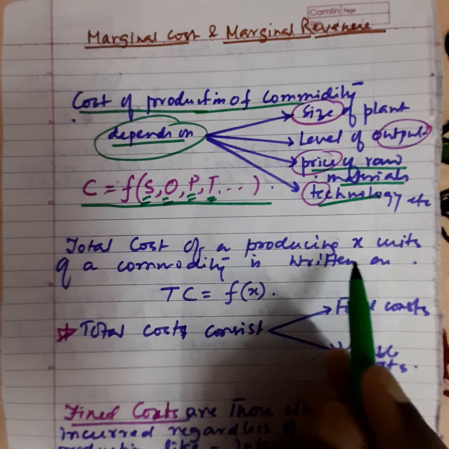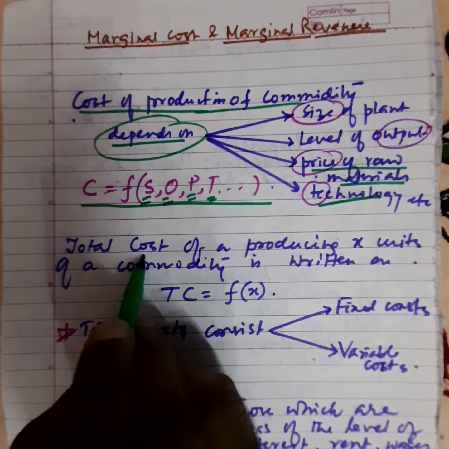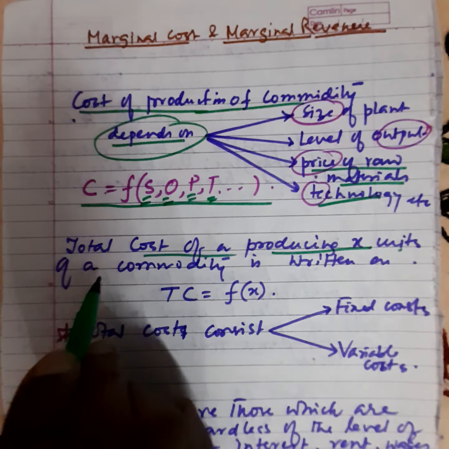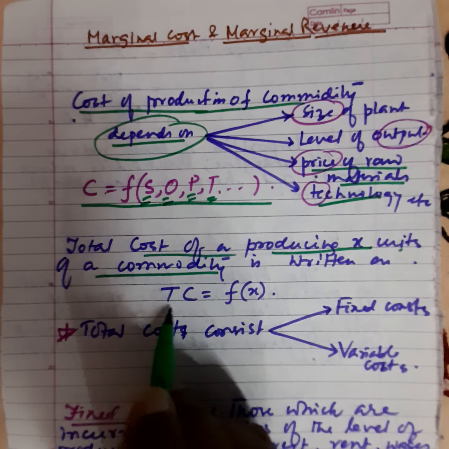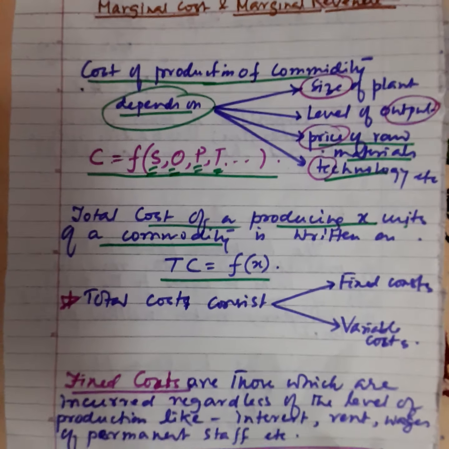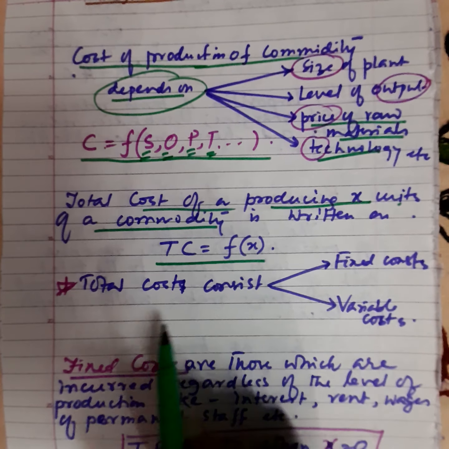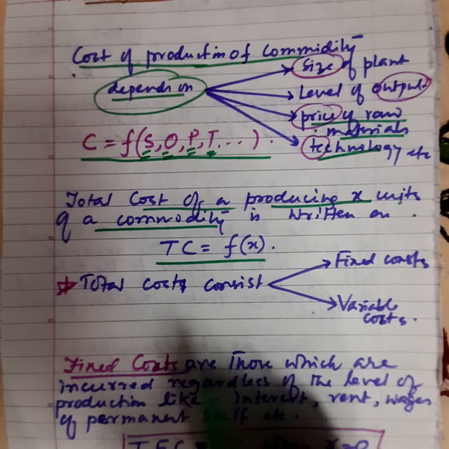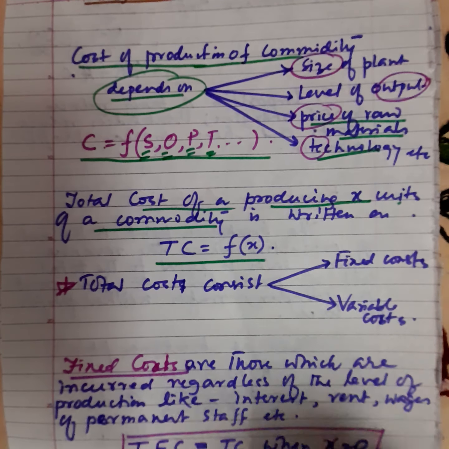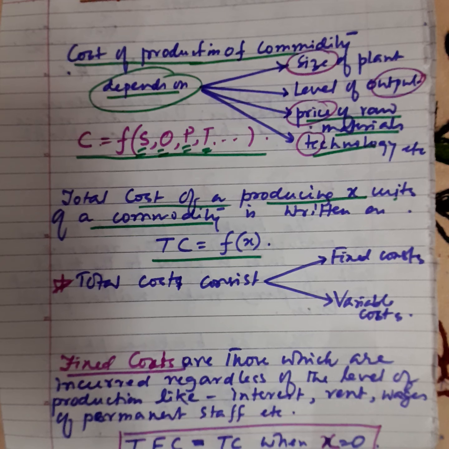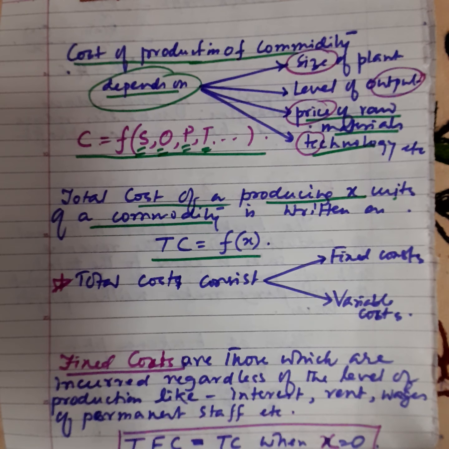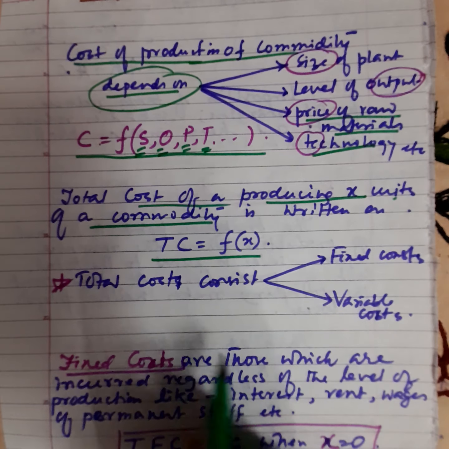So total cost of producing x units of a commodity is written as what? TC is equal to F(x). Total cost we will write as TC. TC is equal to F(x). These are just the basic concepts. We are not going into details. This is used for applied maths as well as economics. In economics you may get the details, but here we will not discuss the details.